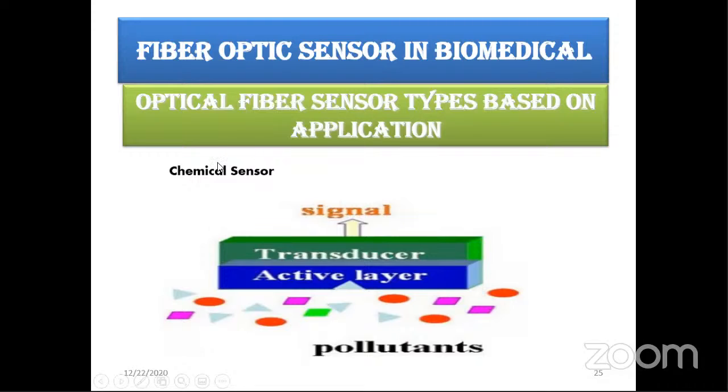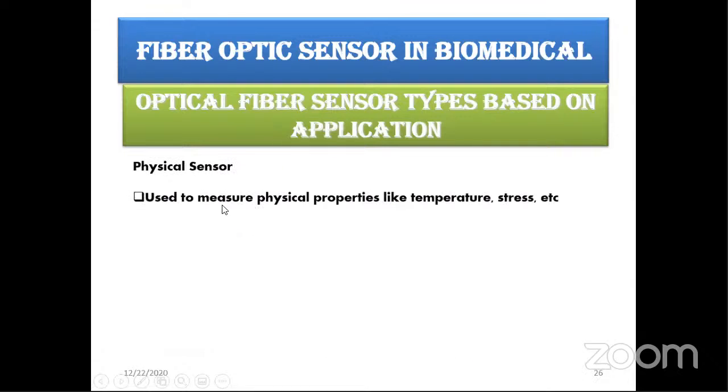The next one is the physical sensor. It is a device that is made according to the physical effect and nature. In biomedical applications, it is used for physical pathological properties. These sensors are used to provide information about the physical property of the system, that's why they are called physical sensors. They are used to measure physical properties like temperature and stress.